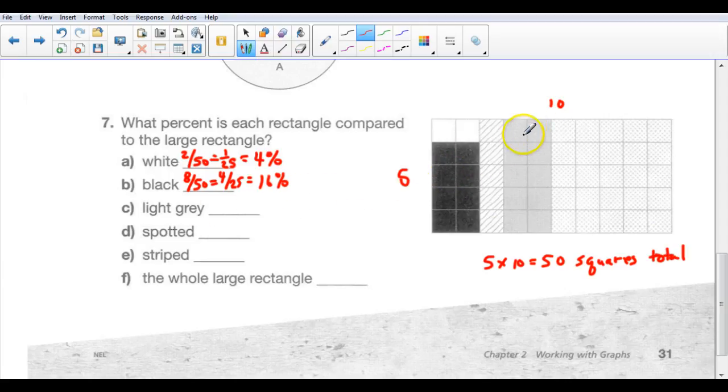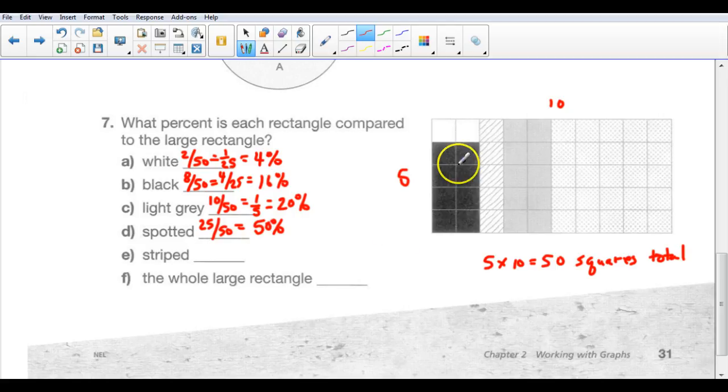Light gray, right here. 2, 4, 6, 8, 10. So we have 10 out of 50, which is the same as 1 out of 5. And 1 out of 5 is 20%. Okay, that's a little bit of mental math you can do in your head. You don't need your calculator every time. Spotted, that's all of these ones over here. So it looks like we got 1, 2, 3, 4, 5 by 1, 2, 3, 4, 5. 5 times 5 is 25. So we have 25 of those squares out of 50. Well, we already know that's half. So that's going to be 50%.